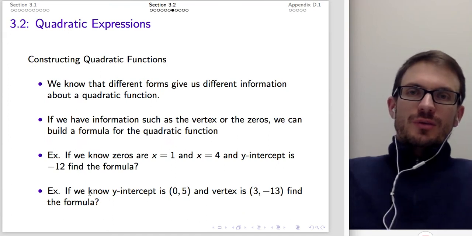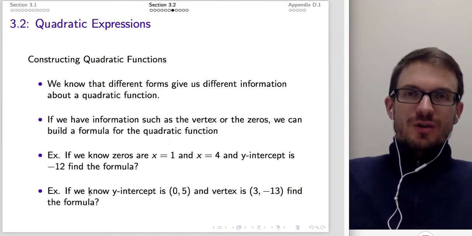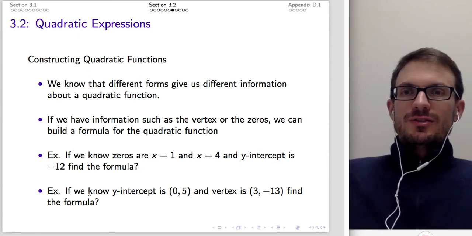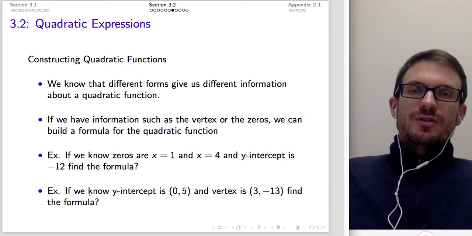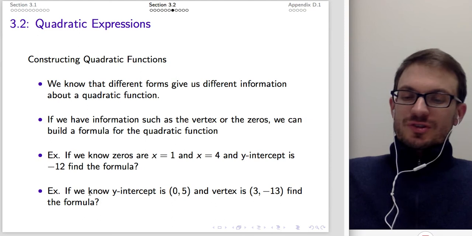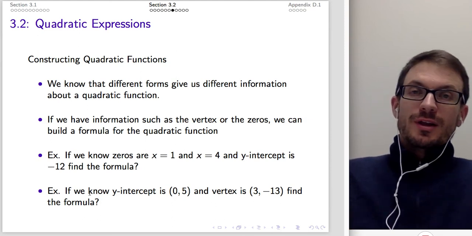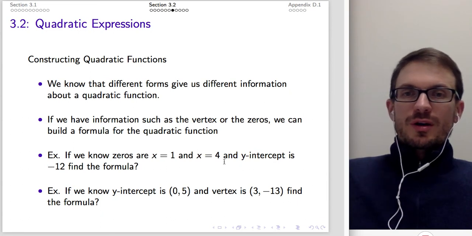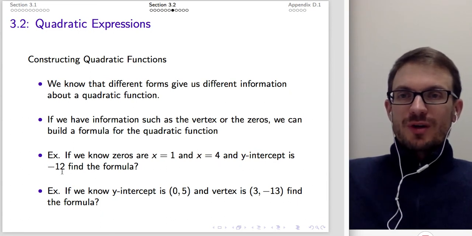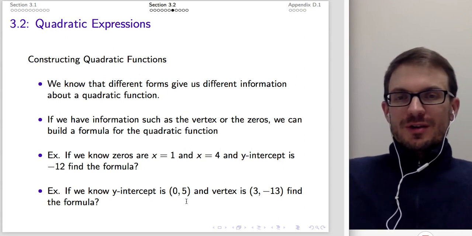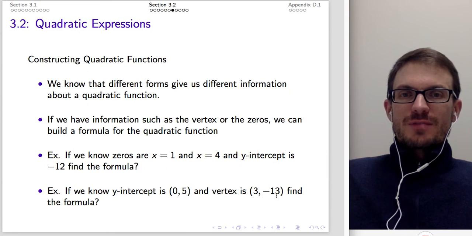Okay, so the next thing we're thinking about is how can we construct quadratic functions based on the things that we've now learned, based on these larger ideas. Well, we know different forms give us different information about a quadratic function. We have information such as vertex, zeros, and we can build a formula based on this information. So for example, if we know the zeros are x equals 1 and x equals 4, and the y-intercept is minus 12, go ahead, find the formula. If we know the y-intercept is (0, 5), and the vertex is (3, minus 13), go ahead and find the formula. All right, so pause the video.